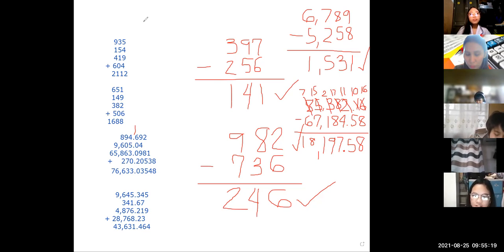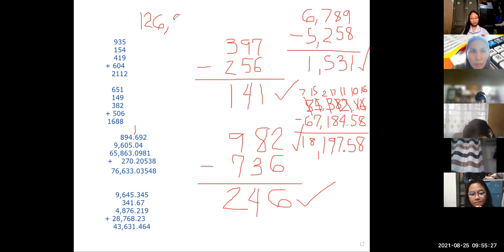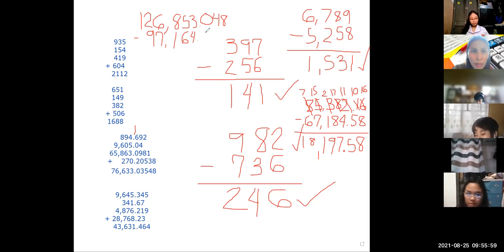Okay, one more. 126,000 minus 853 and 48 thousandths subtracted by 97. 164 to 30.